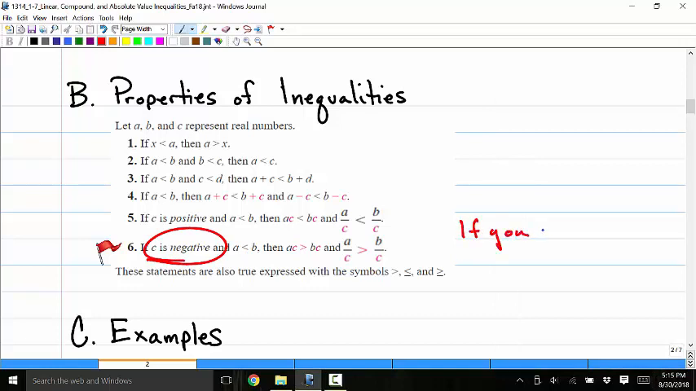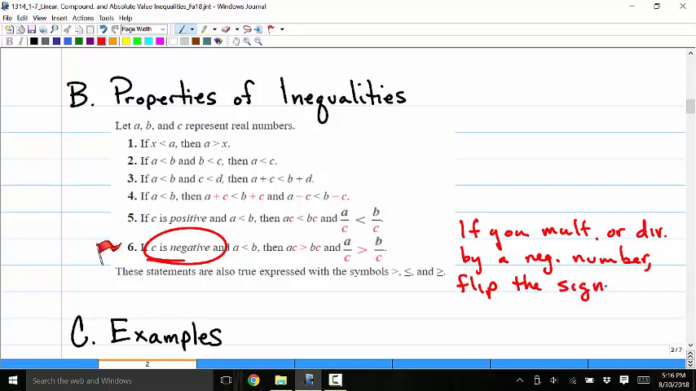If you multiply or divide by a negative number, flip the sign. Or flip the inequality symbol would be better. If you multiply or divide by a negative number, flip the inequality symbol.